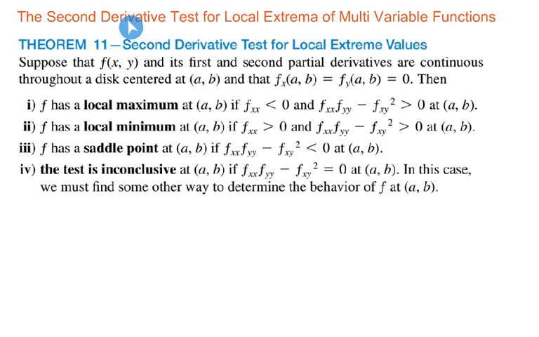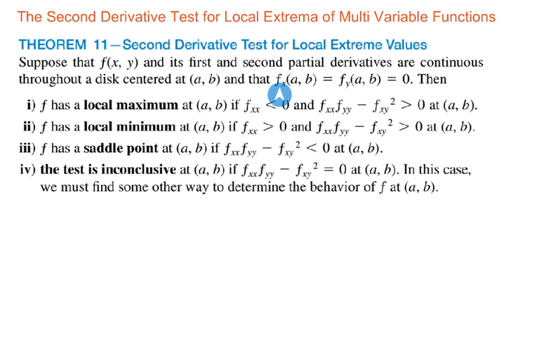Welcome back. Now we're going to discuss the second derivative test for local extreme values for multivariable functions. So what this says is, suppose we have this function and both its first and second partial derivatives are continuous throughout this disk space centered at (a, b).